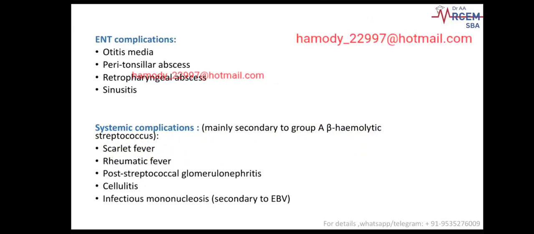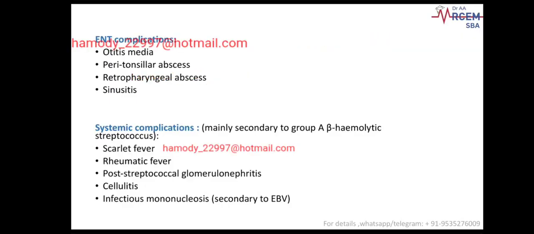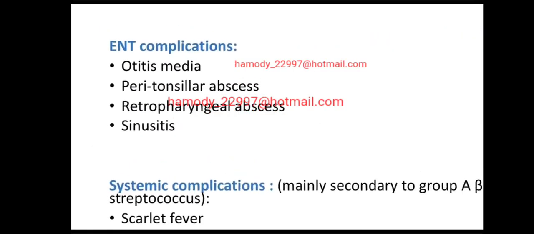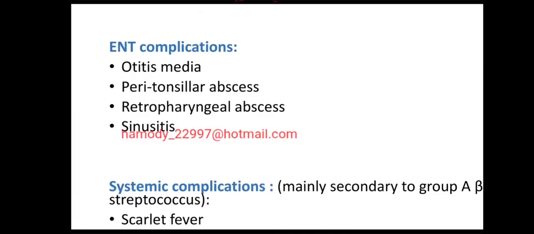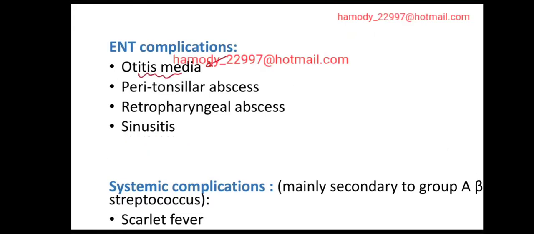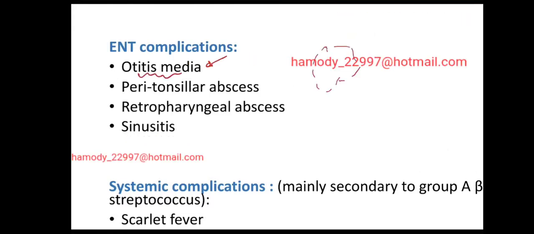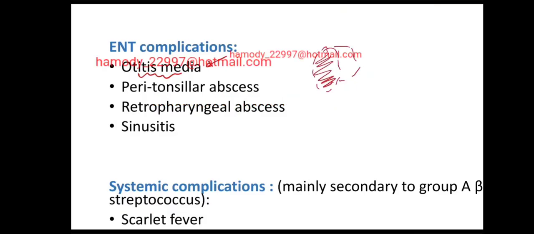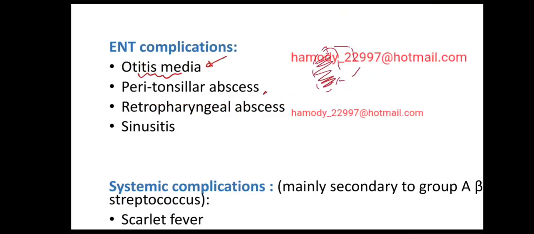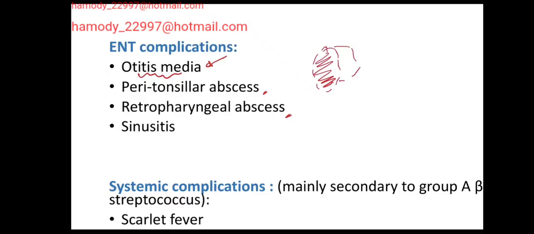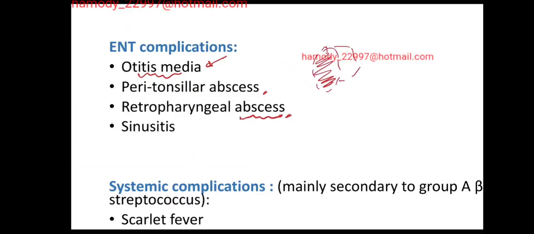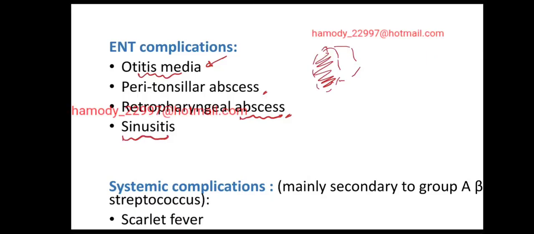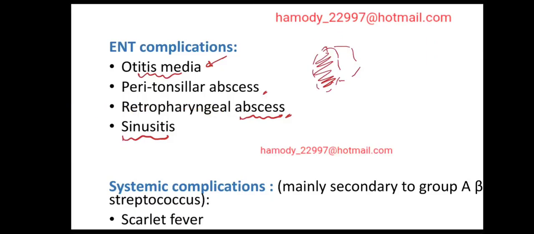What are the ENT complications? The infection can spread to the surrounding organs. For example, from the throat. So in the throat, you have the pharynx and the tonsils. From the throat via the Eustachian tube it can go into the middle ear, resulting in otitis media. The infection over the tonsils can result in formation of an abscess behind the tonsils. This is known as quinsy, also known as peritonsillar abscess. Retropharyngeal abscess: behind the pharynx pus might get accumulated, resulting in retropharyngeal abscess. It can spread to the sinuses, which are close to it, resulting in sinusitis.